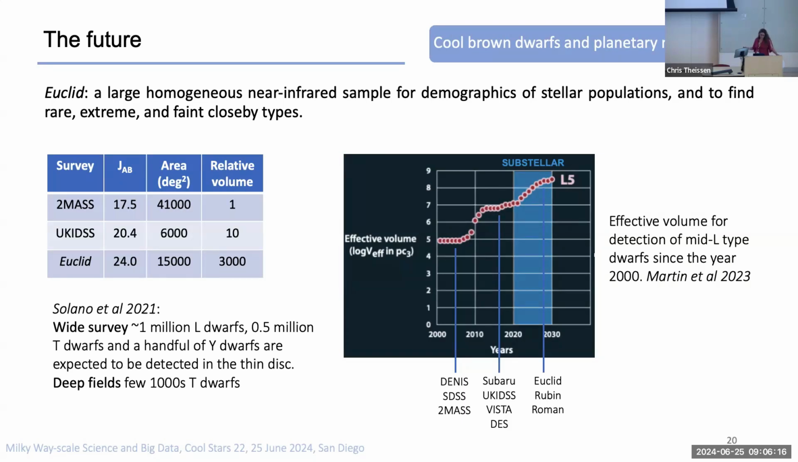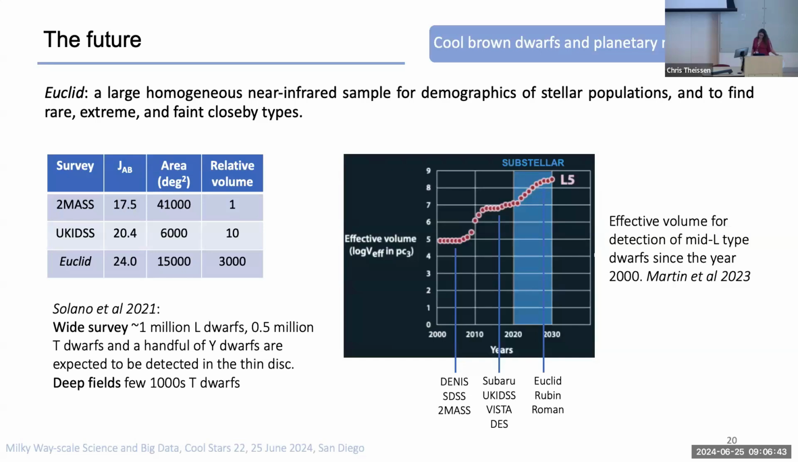Euclid predicts that in the wide Euclid-wide survey, we should get 1 million L dwarfs, 0.5 million T dwarfs, and a handful of Y dwarfs. And in the deep field, a few thousand T dwarfs. So probably some of them will fill the nearby samples. And these plots show the effective volume for detection of a mid-L type, L5 dwarf, since 2000.